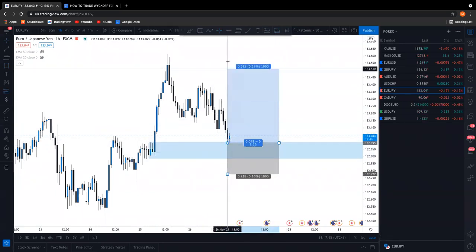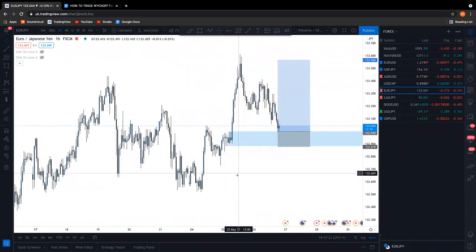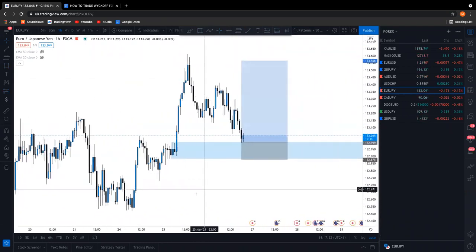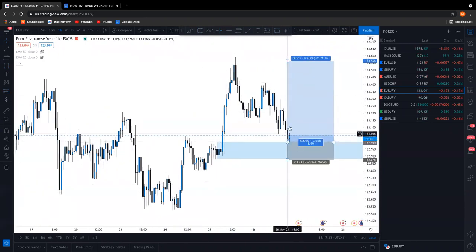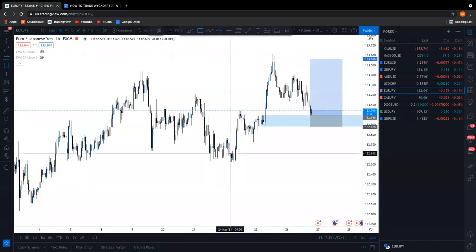I looked to see if there were any other OBs, and this OB I do actually have an entry on. I am currently running in profit, right? And I looked to see if there were any other OBs, just to see maybe perhaps if we got stopped out of this trade, if there were any other entries to take the market higher from. And as you can see, there was a nice area here as well, right?